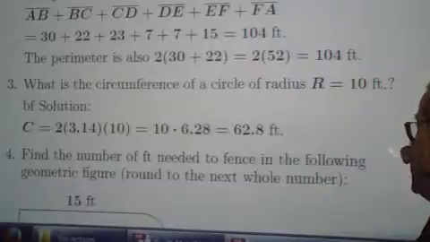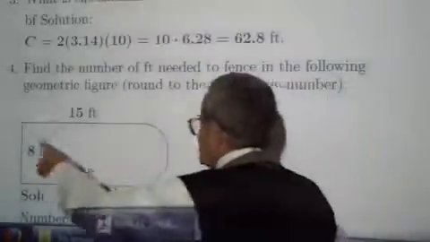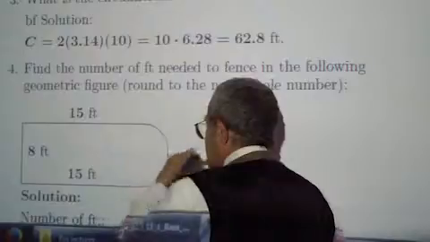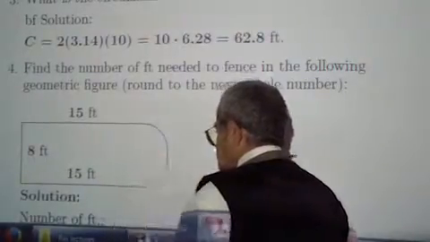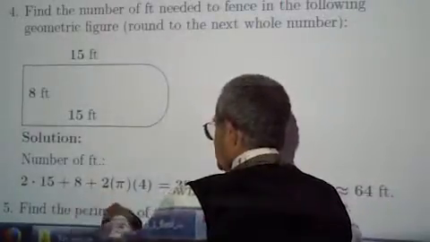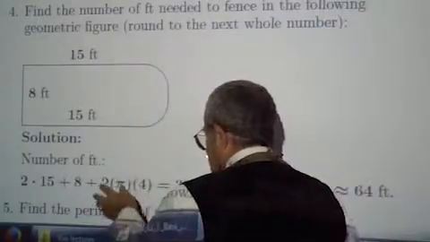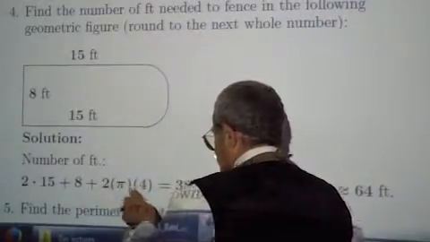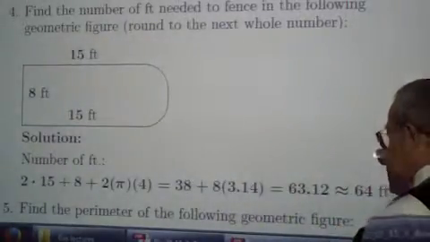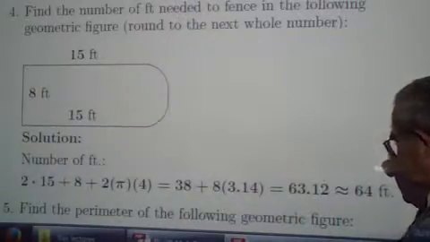Find the number of feet needed to fence the following. You have 15 plus 8 plus 15, and 2 pi r. R is 4, but that's only half a circle, so 1/2 of that. So 2 times 15 plus 8 plus 1/2 of 2 pi r. I got twice this, that's too much. This should be only 4 pi, not 2 times 4 pi. So your answer should be a little bit less than that. About 58, 59 feet, something like that.